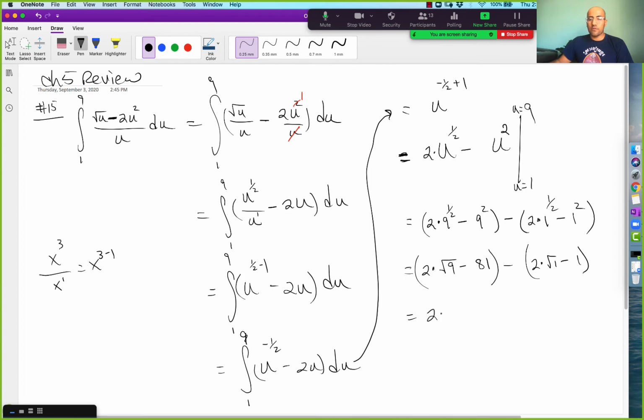So this is going to be 2 times 3 minus 81 minus 2 minus 1. So that's going to be 6 minus 81 minus 1. So that's going to be negative 75 minus 1 for a final answer of negative 76.